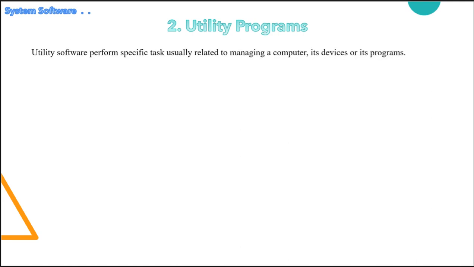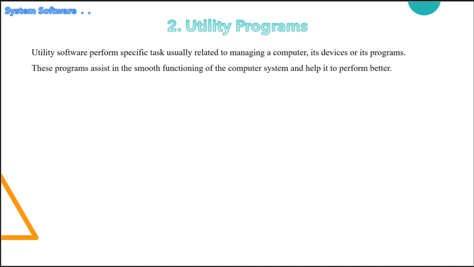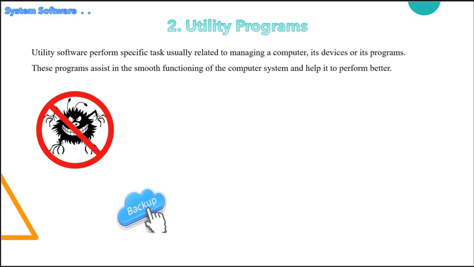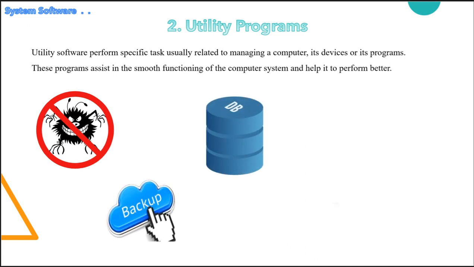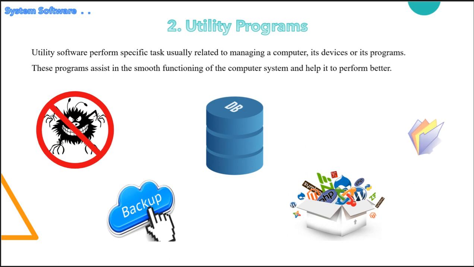First, let's start with the utility programs. Utility software performs specific tasks usually related to managing a computer, its devices, or its programs. These programs assist in the smooth functioning of the computer system and help it to perform better. Sometimes utilities help you to avoid virus attacks, back up data, and recover data that has been accidentally erased, etc. Antivirus, backup, disk repair, file management, compression, and network programs are some examples of utility programs.